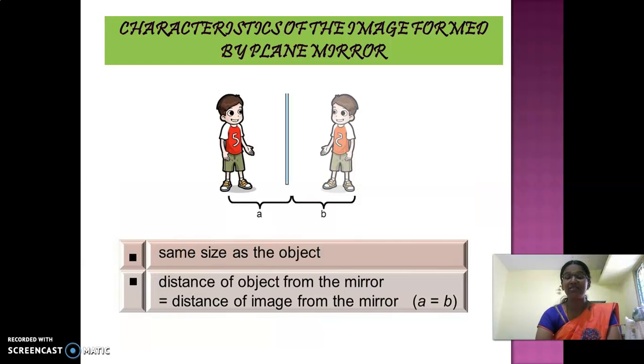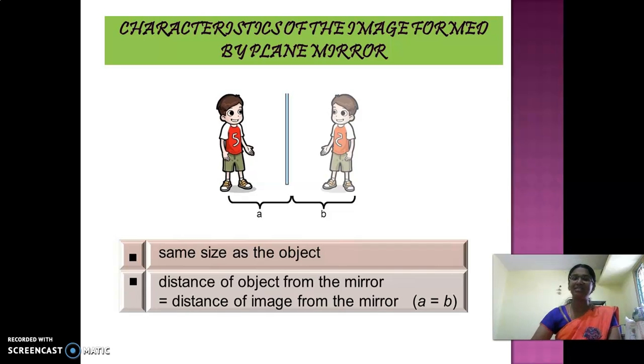Characteristics of image formed by a plane mirror. The first thing is the image will be the same as that of the object. If the object is small, the image will be small. So the first point is the image and the object are of the same size.